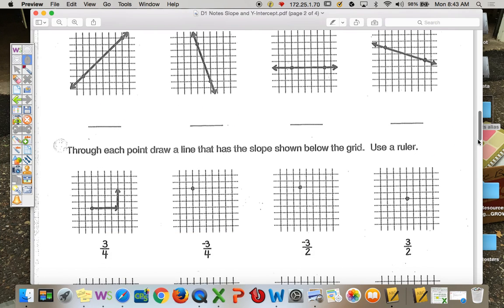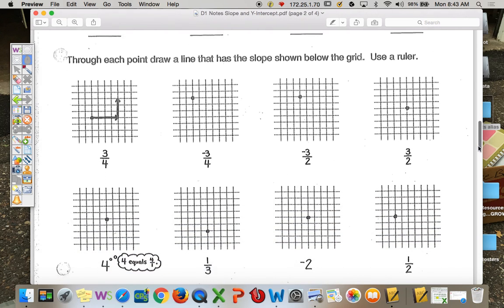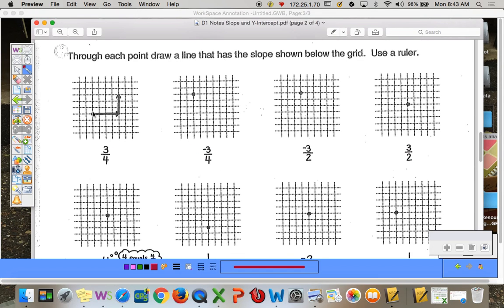The next part is draw a line. Through each point, draw a line that has the slope shown below on the grid. You can use a ruler. So this one's 3/4, so you go up 3 over 4. And then you're going to use a ruler or a straight edge to draw the line in. Okay, so this one is down 3, 1, 2, 3 over 4, 1, 2, 3, 4. And again, you're going to use a ruler or a straight edge to draw your line of negative 3/4.